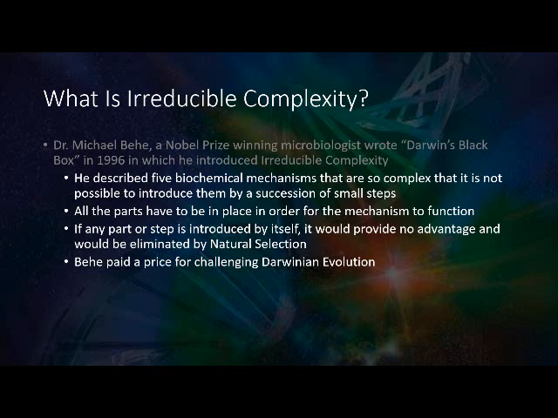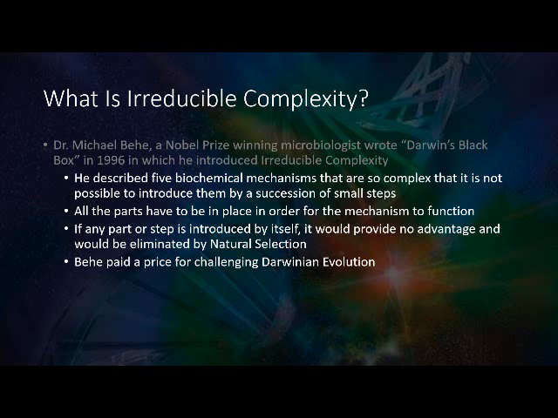And he goes through those in great detail, talks about all the chemical reactions and mechanisms that have to be just so in place in order for the function to work. If any part is introduced by itself, then it would provide no advantage to the organism and would be eliminated by natural selection. So we have to ask, how did it get here if you can't introduce it one piece at a time, and it's going to be eliminated because each piece provides no advantage by itself?